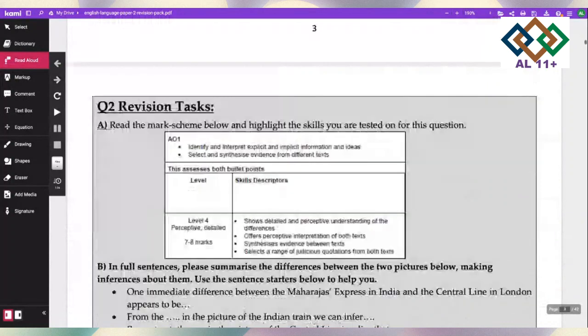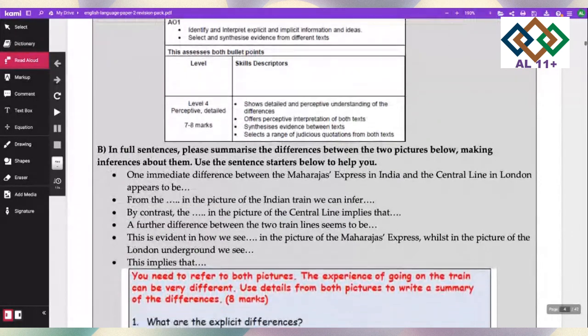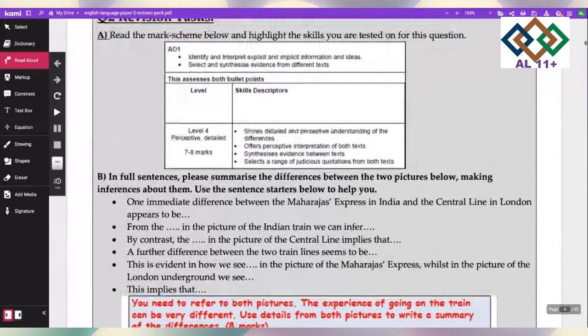So this is one revision task for you. You need to read the marking scheme below and highlight the skills you were tested on for this question. So you need to think carefully about what the example question was asking, and how you would answer that now.